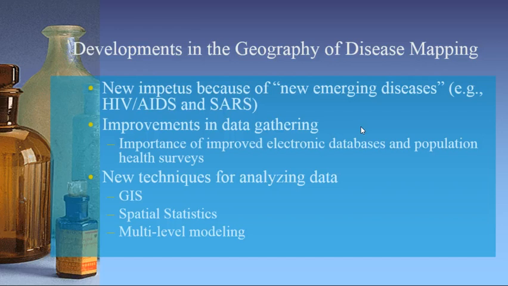Things like that. So some things have been really helpful, and a couple of those things: the improvements in our ability to gather data, electronic databases, and being able to survey populations and having more access to populations has been really helpful in order to gather and store data. Then in terms of analyzing data, GIS, spatial statistics, and multi-level modeling, all things we talked about before, but these three things have made every kind of geography better.